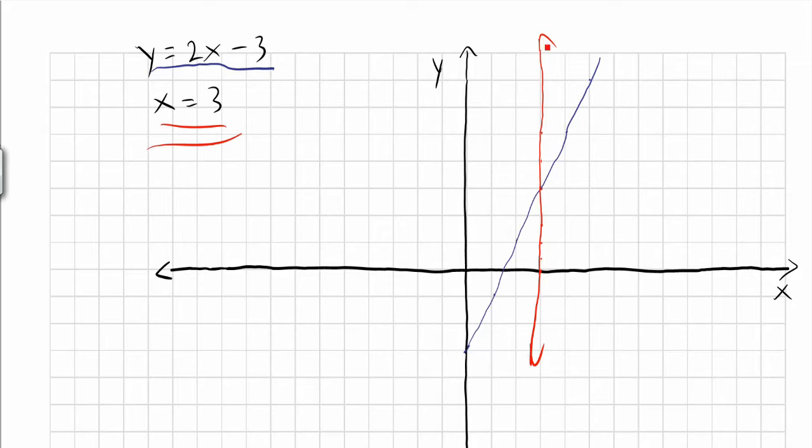And it's getting a bit messy, but here is the point where they intersect, and that point is, think about it, 3, 3, and that's the solution there.